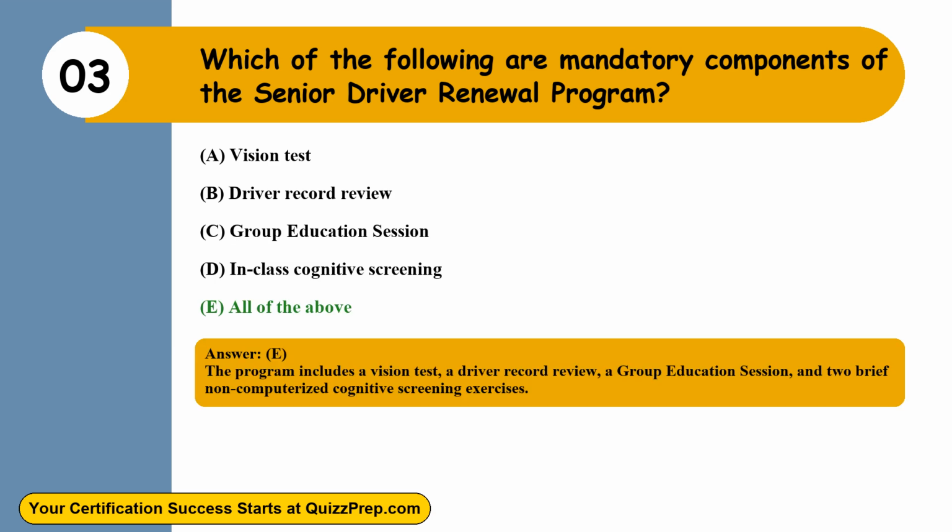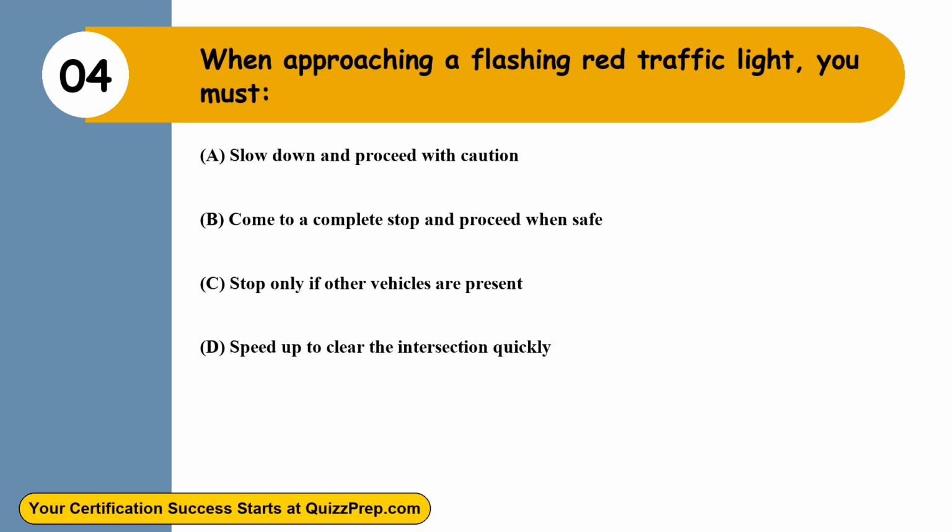The program includes a vision test, a driver record review, a group education session, and 2 brief non-computerized cognitive screening exercises. Question 4. When approaching a flashing red traffic light, you must: Option A. Slow down and proceed with caution. Option B. Come to a complete stop and proceed when safe. Option C. Stop only if other vehicles are present. Option D. Speed up to clear the intersection quickly.